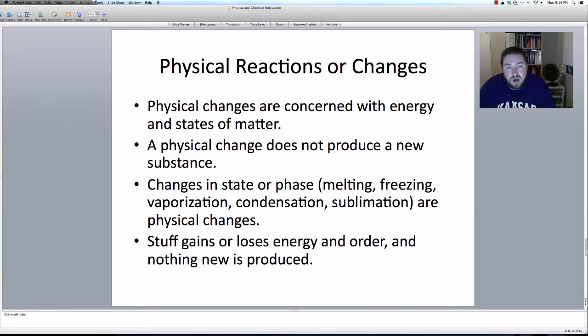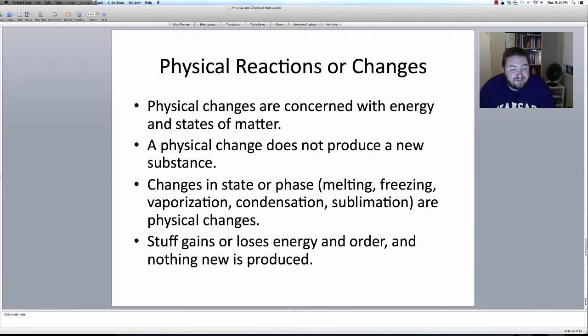If I take solid water, which is a chunk of ice, I heat it up and I get liquid water, I didn't make anything new. I still have the same water molecules hooked together in the same way. They just have a little bit more energy and a little bit more freedom of motion. But ice to liquid water, physical change, but it's still the same stuff.